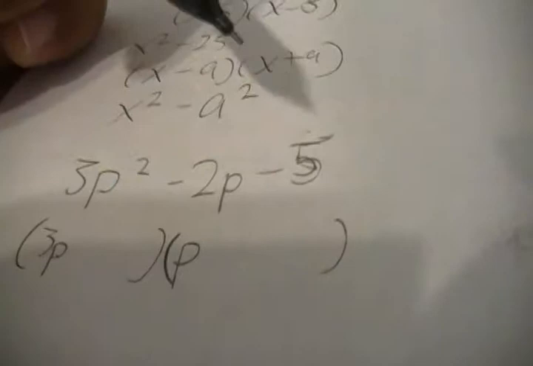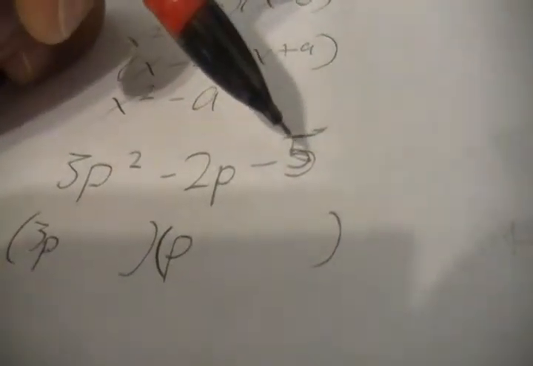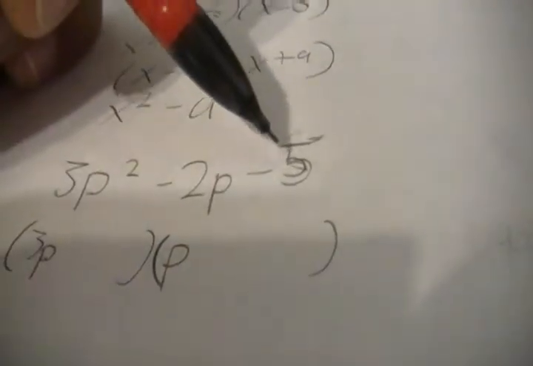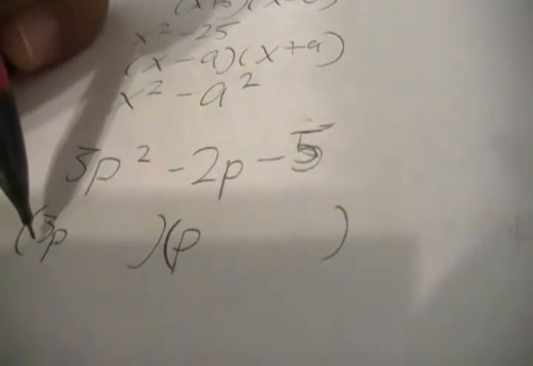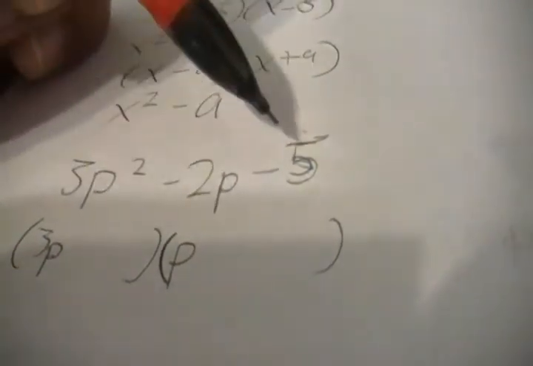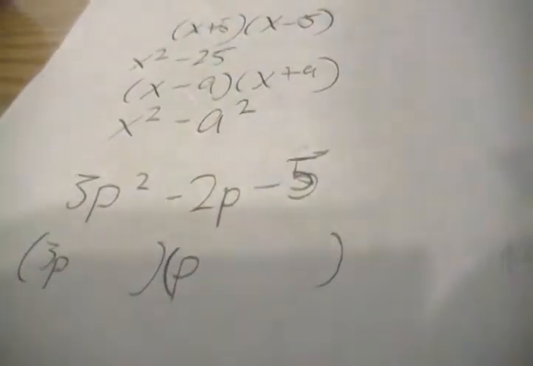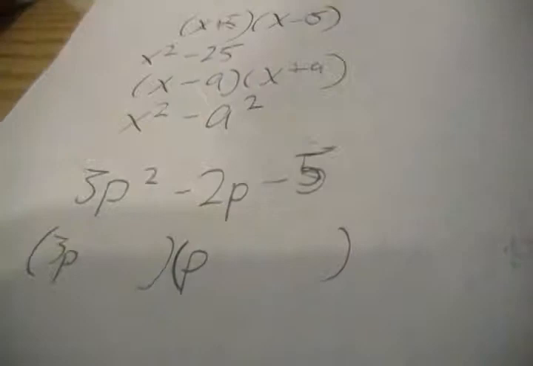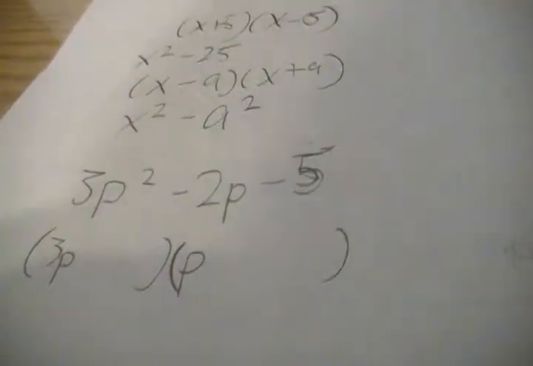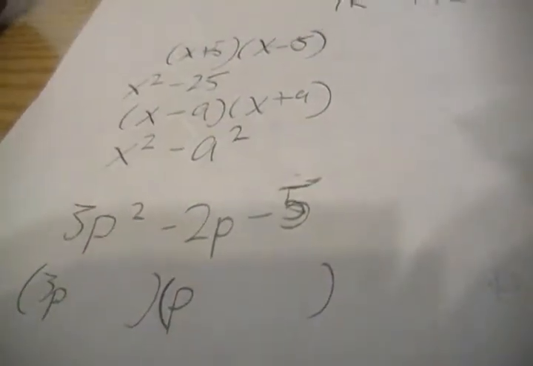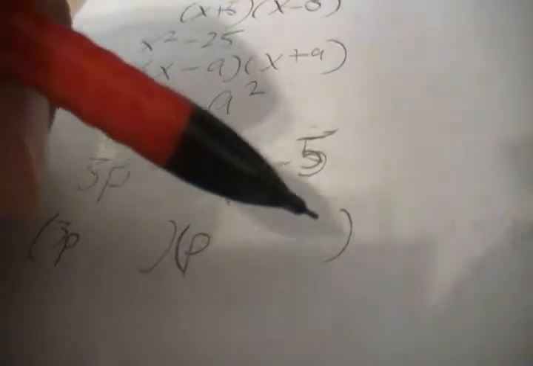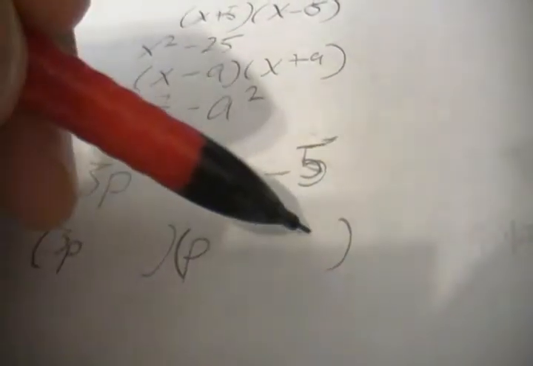So now we have to work with the factors of 5. Now we have to be careful here because since we have a 3 here, we have to make sure that when you combine this 3 with the factors of 5, that somehow you have to get 2. So the factors of 5, well, 5 and 1, right? There's not a lot of options here. You can either put 5 here, or 1 here, or 5 here, or 1 here.